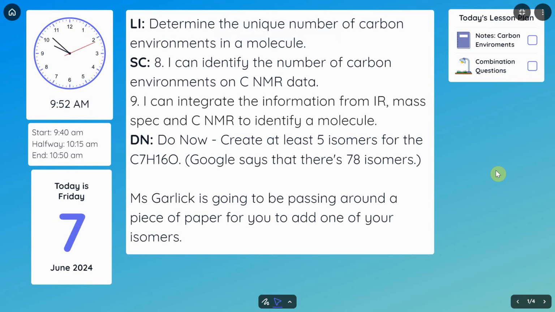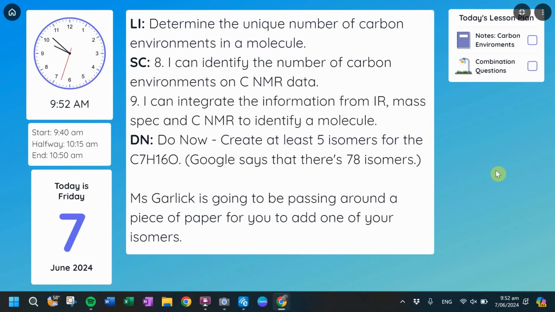All right, so for an example, let me draw you 2 isomers. That way you guys have to find some more. There are actually, I think, 78 isomers you could draw because of what Google says. I'm not going to ask you to draw all 78 because that is ridiculous. If you want to do that over the weekend for your homework, go for it, but it's redundant.